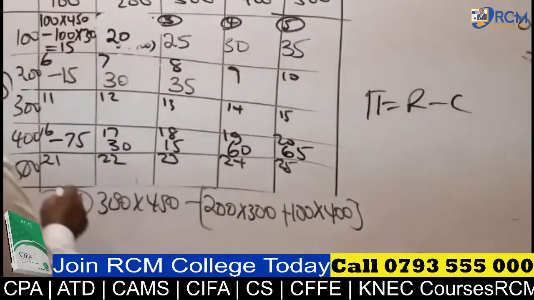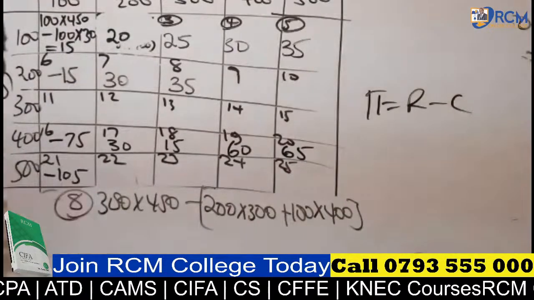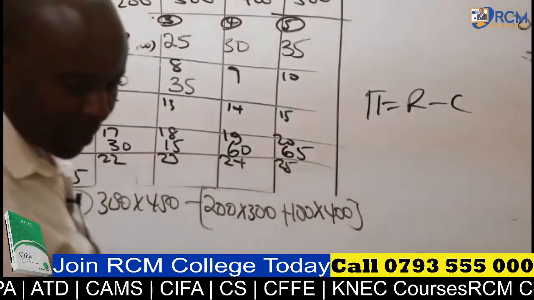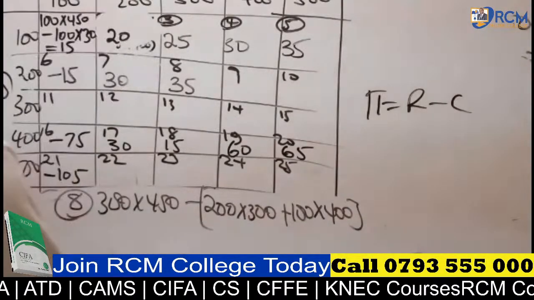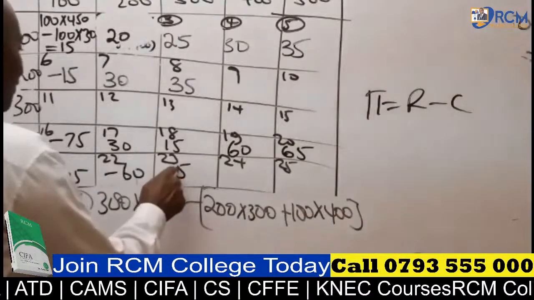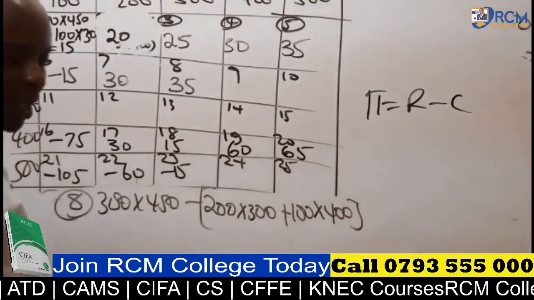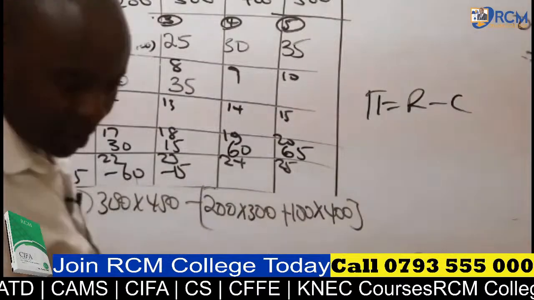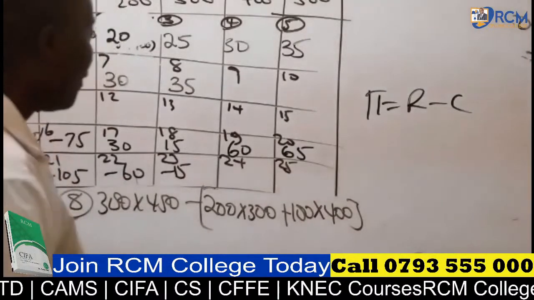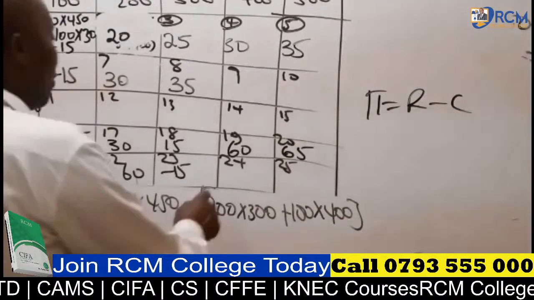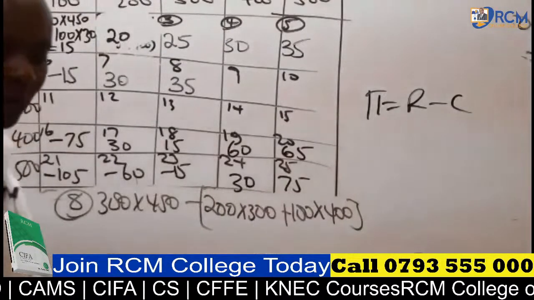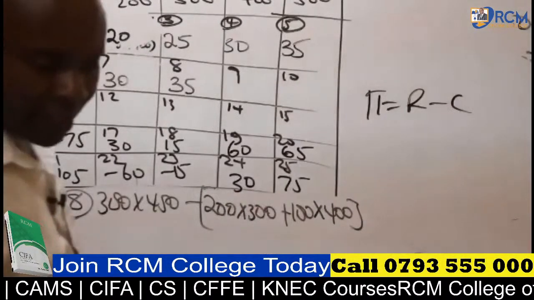Cell number 21, negative 105. Cell number 22, negative 60, negative 15. Cell 23. And then cell 24, 30, 75. I'm missing out from number 9.